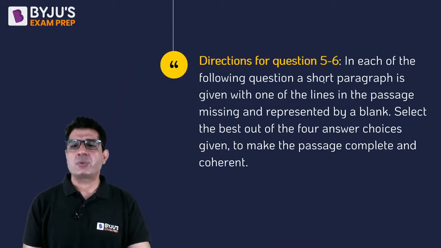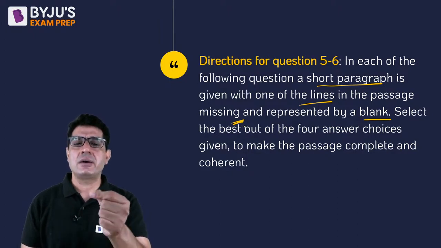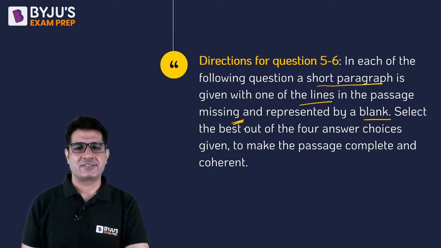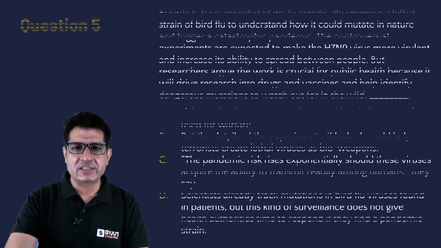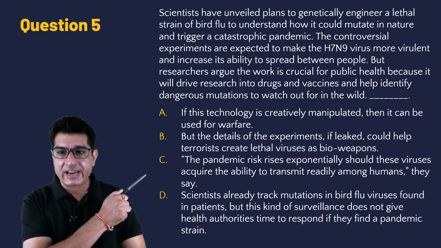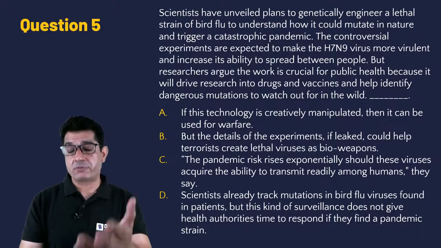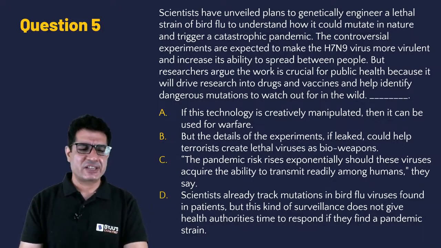So in these questions, you've been given a short paragraph with one of the lines missing, and in place of that line, in place of that sentence, there is a blank. Then there are 4 answer choices, and you are supposed to choose the one that fits into that blank the best. Okay, so here is the question with the paragraph. The blank in this case happens to be towards the end, as you can see. Have a look at the other 4, and then the 4 answer choices, and then we can discuss it.